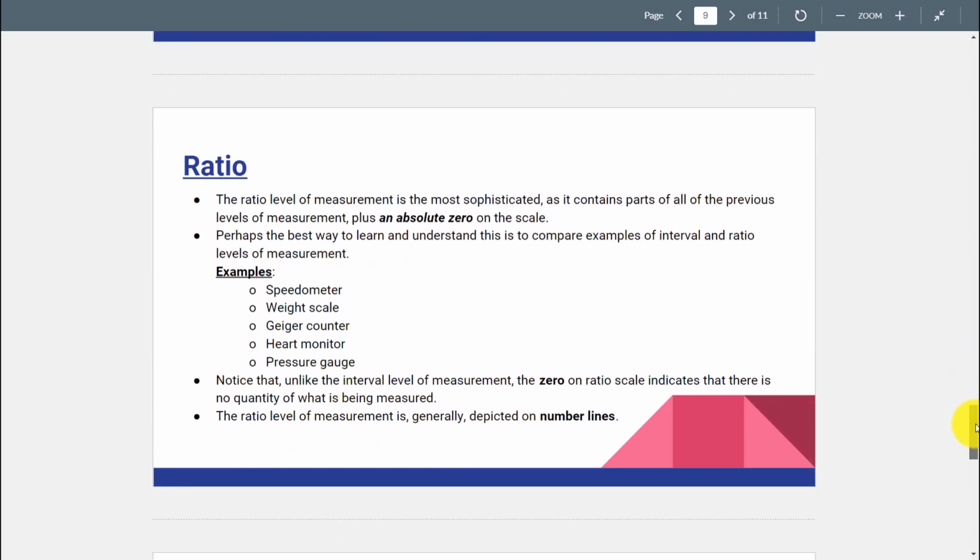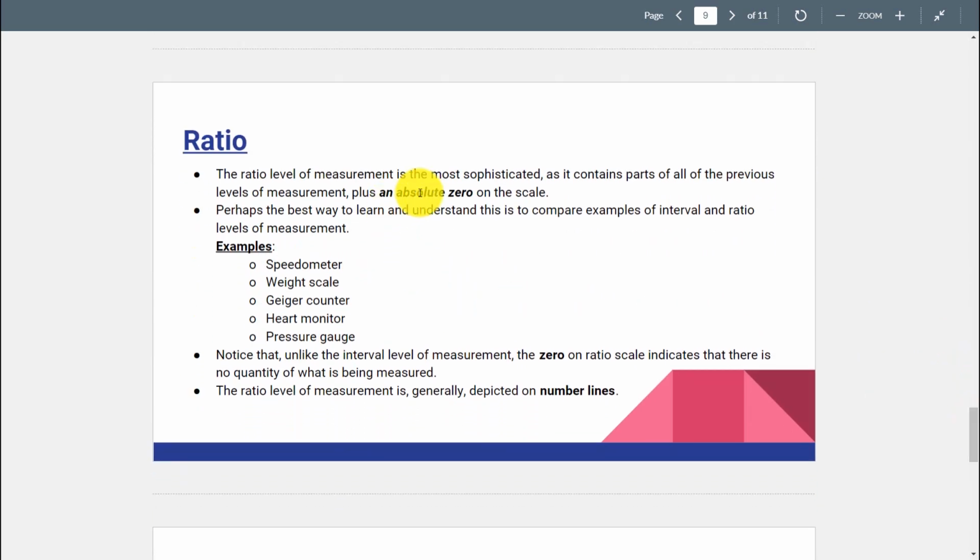Finally, ratio. Ratio is all of the above. It is mutually exclusive, ranked, with equal spacing, but then it also has an absolute zero. So we look at speedometers, weight scales, Geiger counters. Again, these all have categories where if you're at one value, you can't be at another value. That makes them mutually exclusive. They are ranked because there's usually some hierarchy where one is worth more than the other. And then also we have exact spacing, and there is an absolute zero value.